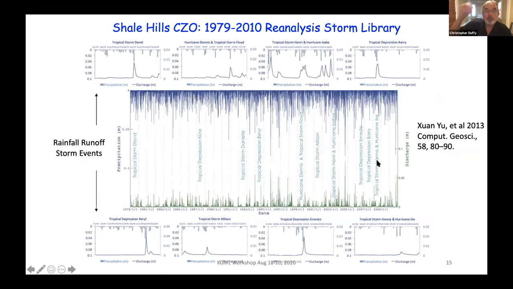Okay, so what do we do with it? A product that everybody wanted to try, and this is Juan Yu's work, is that we took that historical simulation record for this small catchment and mapped out a storm library, where all the tropical storms and hurricanes that had an impact on the watershed, we pulled out. And you can see the rainfall runoff curves for each of the storms listed here. So this is just one kind of thing one can do, and there are a lot of reasons why a storm library like this could be valuable for studying things like climate change or land use change and that sort of thing.